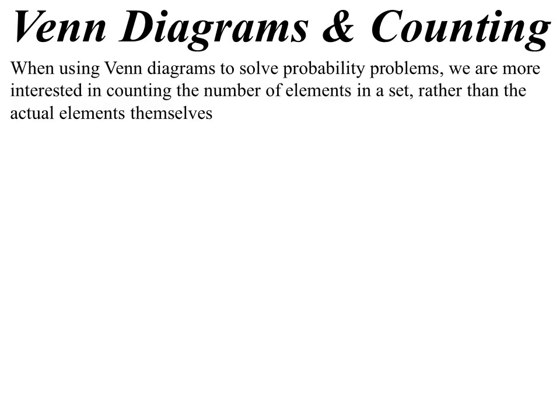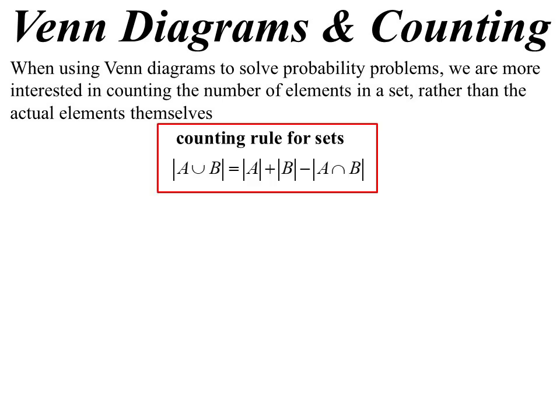So how can we use Venn diagrams as a way of counting for probability problems? Because just like we saw in perms and coms, we're more interested in the number of elements rather than what each of the individual elements are for probability. The counting rule: the number of elements in A union B would be the number of elements in A plus the number of elements in B minus the number of elements in the intersection.